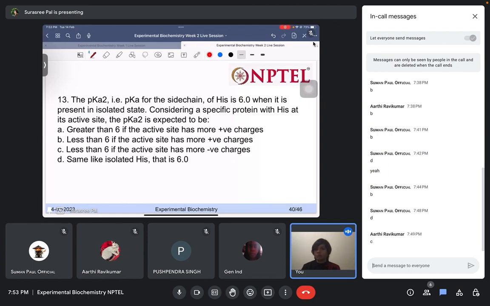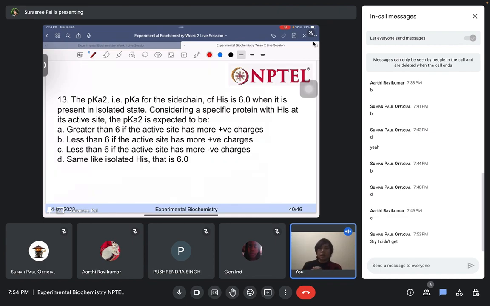So suppose the pKa for the side chain of histidine is 6 when it is in an isolated state, so when it is not inside any protein. But suppose there is a protein with an active site, the catalytic site of the protein, where histidine is present, and suppose there are other amino acids present in the active site which are also charged. They can be positively charged, they can be negatively charged. So how is the presence of these positively or negatively charged amino acids going to affect the pKa of histidine, because they are very close together?